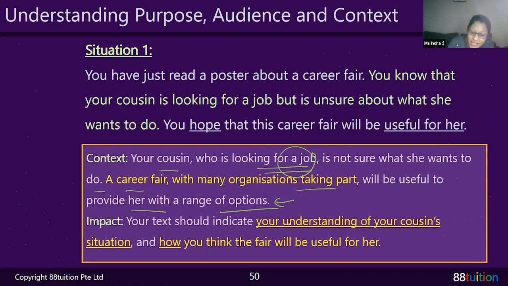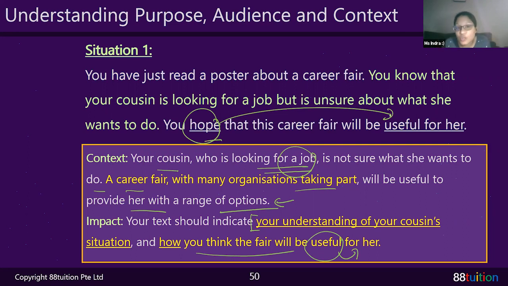Now your text, whatever you write, should indicate your understanding of your cousin's situation. You need to understand that maybe she's not very driven, or she's very excited about the job that she wants to do, right? So how does this actually impact your writing? And how do you think the fair will be useful for her? Because remember, at the end of the day, you need to express the thought that this is going to be very useful for her.